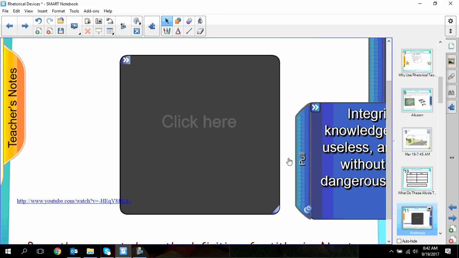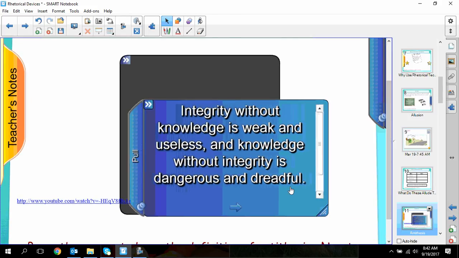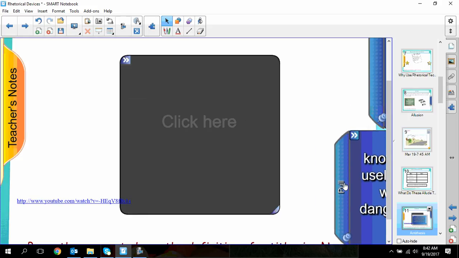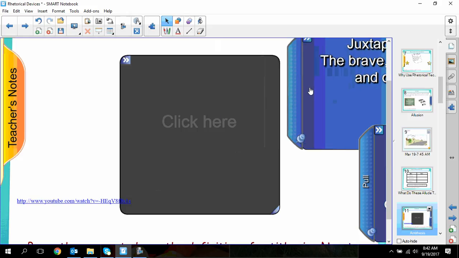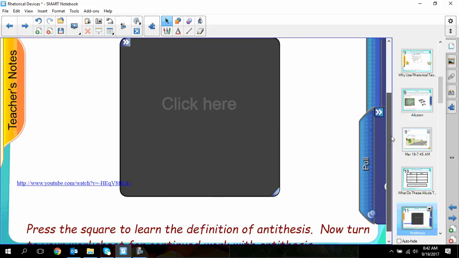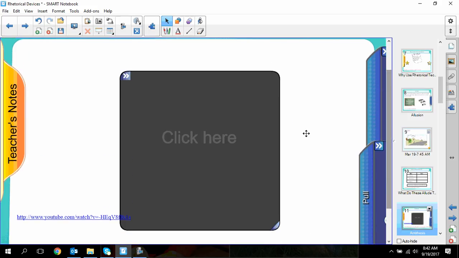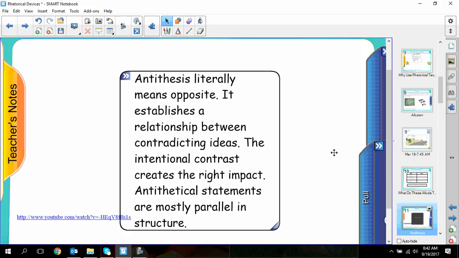Okay? Antithesis can be seen in quotes like this. Integrity without knowledge is weak and useless. Knowledge without integrity is dangerous and dreadful. Or this one: the brave, both living and dead. That's a line from the Gettysburg Address. The definition is literally its opposite, okay? Contrasting ideas, all right? And a lot of times they are parallel in structure, okay?